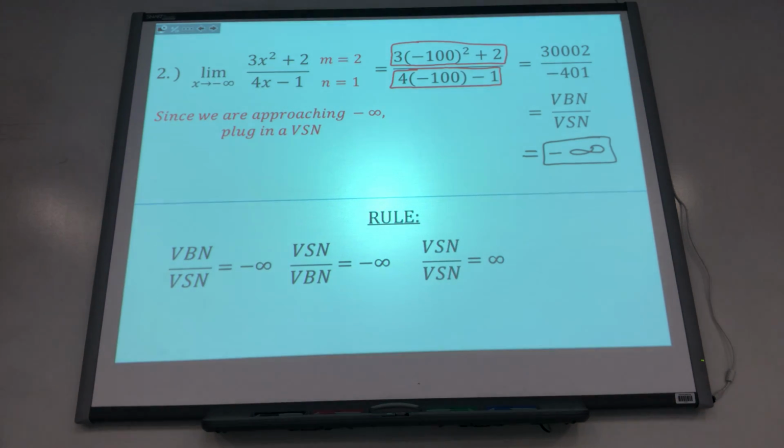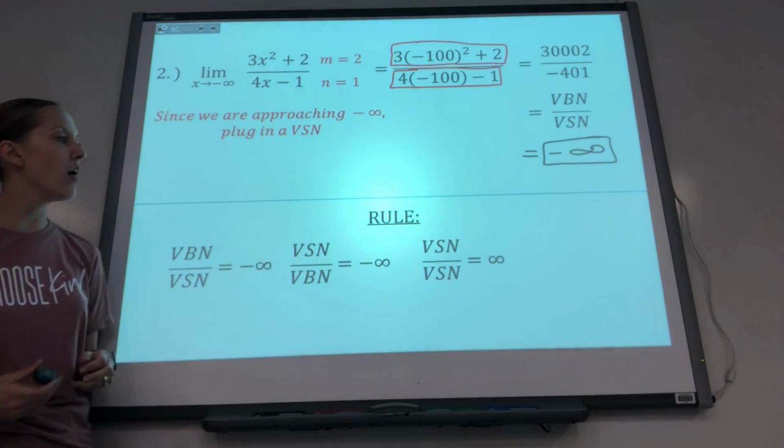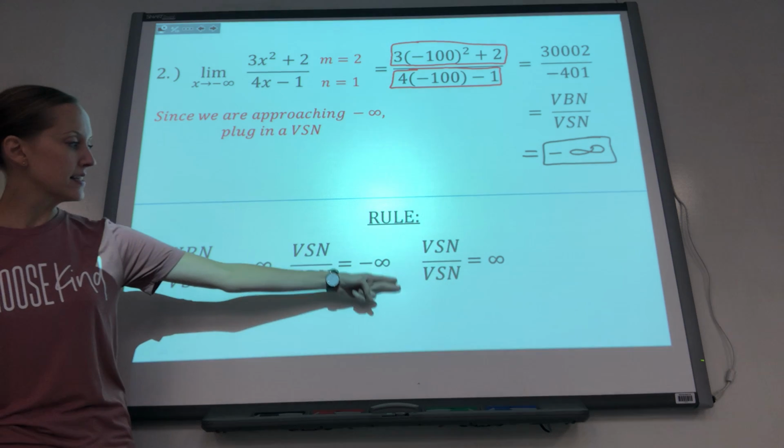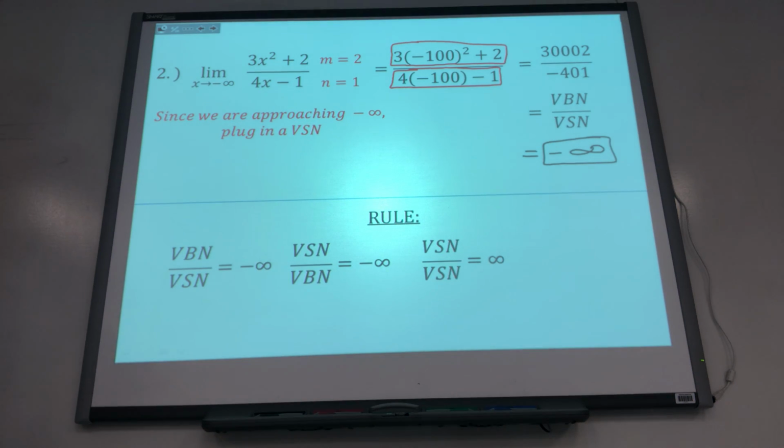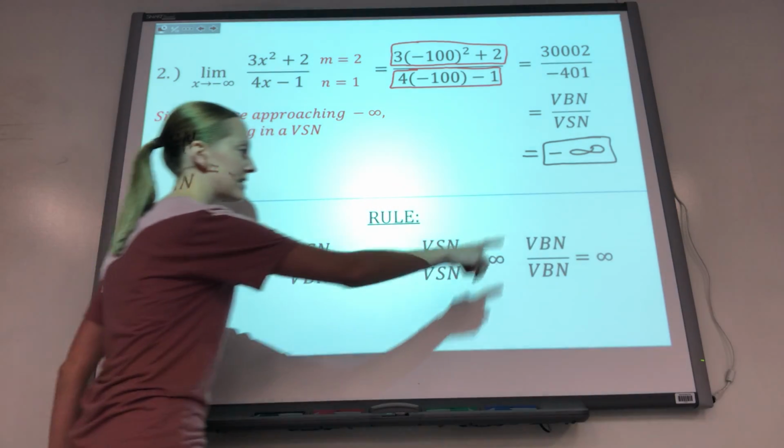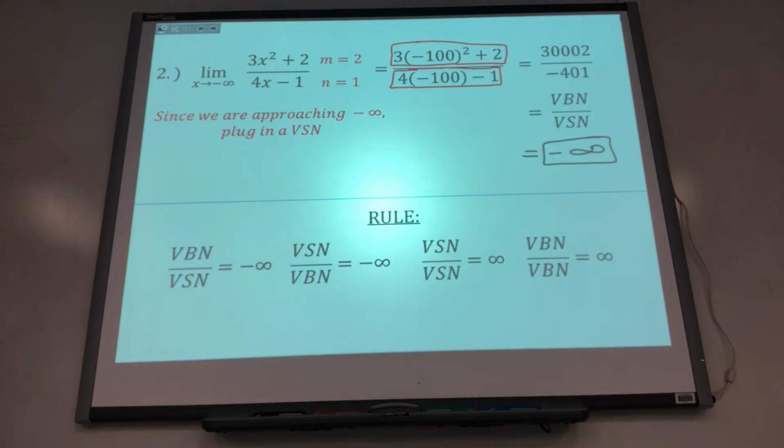And I'm going here, couple more. Let's say you get a very small number over a very small number, that is going to turn into positive infinity. That would be your answer. And then last but not least, a very big number over a very big number, that would end up being positive infinity. Here's kind of how I remember that. A very big number is positive. A very small number is negative.